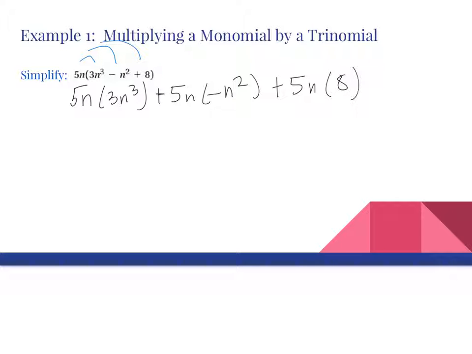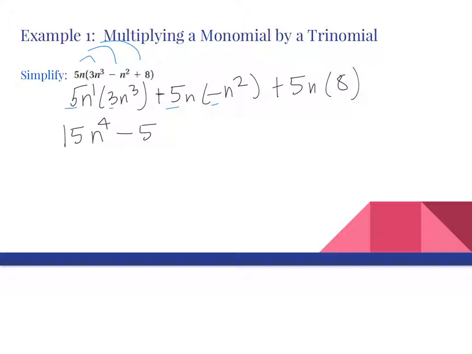Now, looking at the constant part, which a lot of you got wrong on the homework in Chapter 7, we want to make sure we multiply the 5 times the 3 so that you get 15. n to the first times n to the third, when the bases are the same, we add exponents. 3 plus 1 is 4. 5 times negative 1, or times a negative, is a negative 5, so I have minus 5.